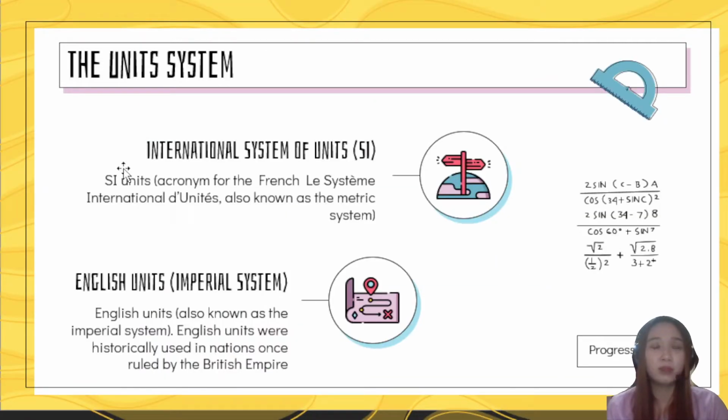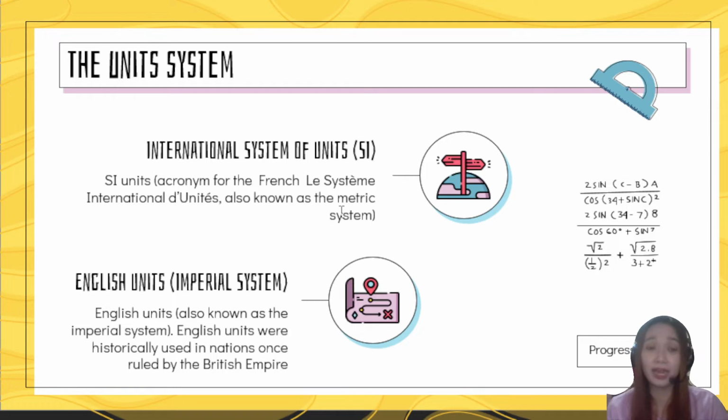So, even though we have base units and 7 major physical quantities, okay, there are different unit systems in different parts of the world. Okay, so we have two major unit systems, and they are the SI system of units, okay, which is also known as the International System of Units, otherwise known as the metric system. So ito yung ginagamit natin, international system of units.